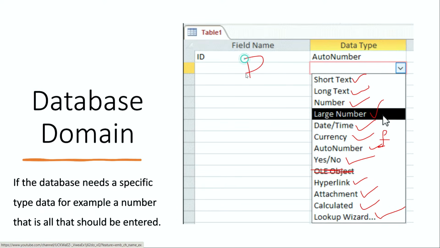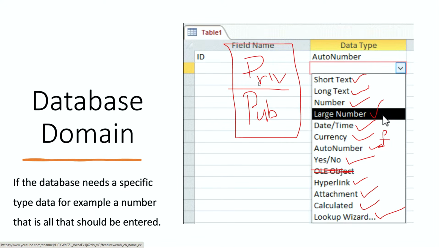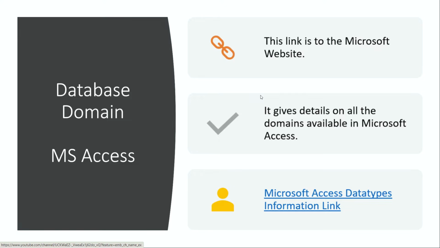So it might be private, P-R-I-V, and it might be public, P-U-B. So when I ask you private or public, you can only choose 2 options. This would be a really good use case for lookup wizard. So when the person clicks on the arrow, the only 2 options they see are P-R-I-V for private and P-U-B for public. They can never enter anything else. That's why we might use a lookup wizard.